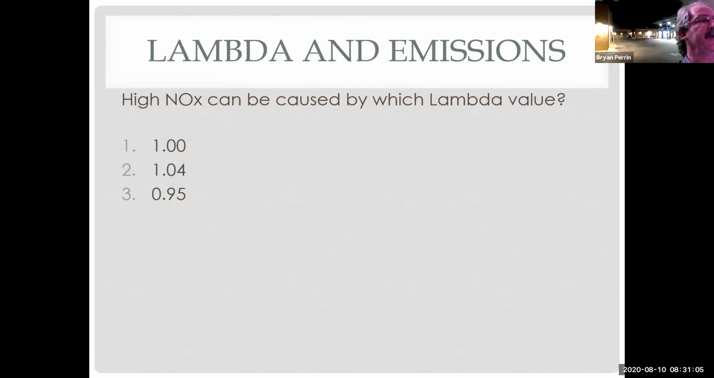High NOx can be caused by which lambda value? Number 3 would be a rich mixture, which would mean I'd be running cool, so I wouldn't make NOx. Yeah, it has to be 2. It's the only one of those answers that's a lean mixture. And it's very excessively lean. It's outside of my fuel control range. So it would be number 2.